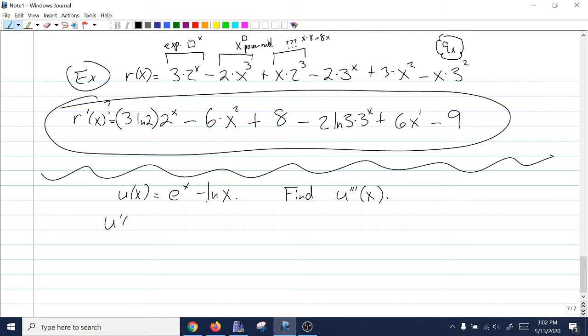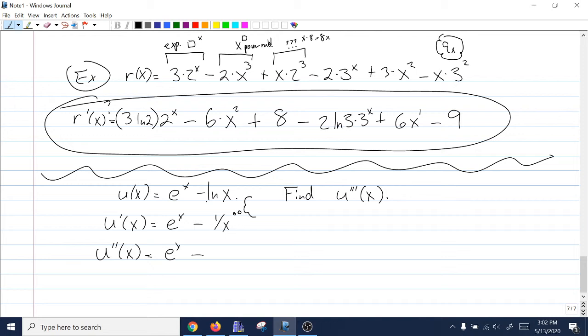Okay, we just take derivatives one at a time. Derivative of e to the x is e to the x. Derivative of natural log x is 1 over x. Now I want the second derivative. Derivative of e to the x is e to the x, minus the derivative of 1 over x. Oh crap, I need to rewrite this as a power.